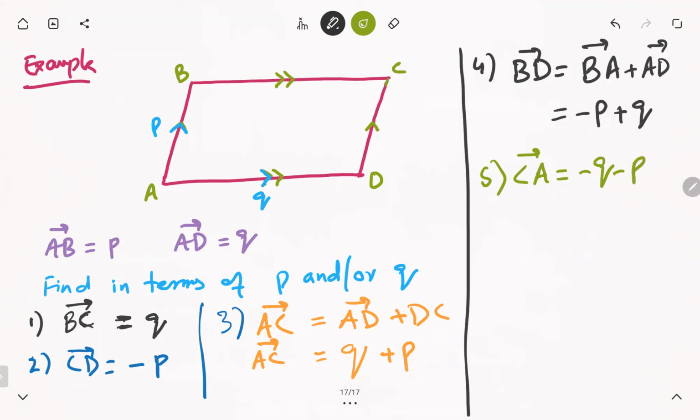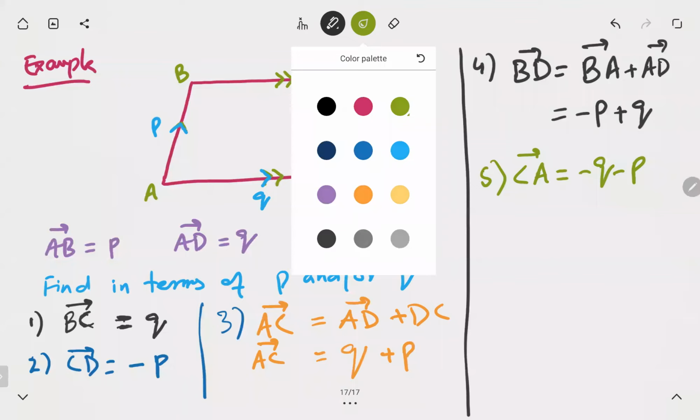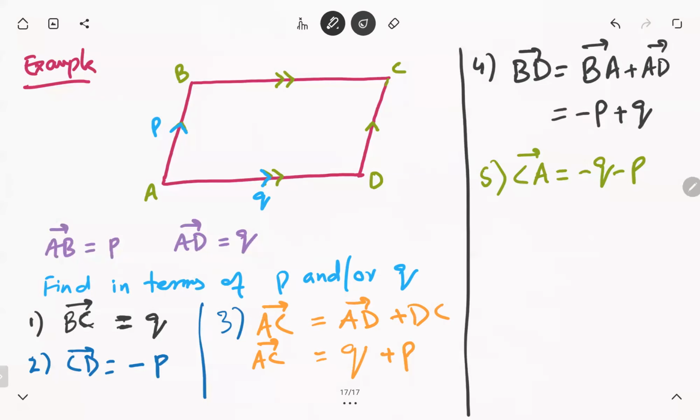Yes, I hope you are understanding. Let me make the question a bit harder. There is a point M here. And further, I'm telling about this point that this M is the midpoint of C and D. M is the midpoint of the line CD. Mr. Onzadi, what is the vector CM?